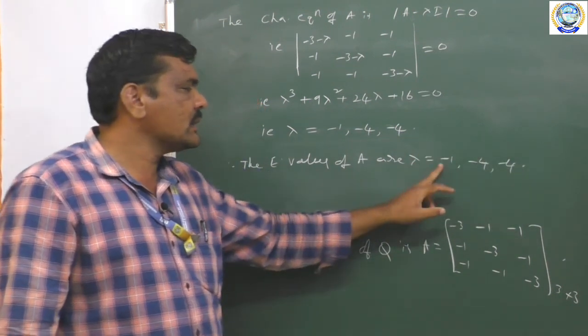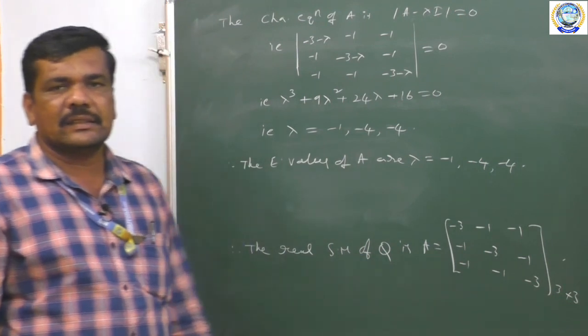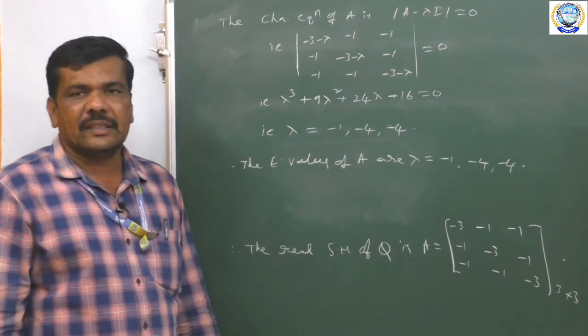These eigenvalues are all negative. Hence, the given quadratic form is negative definite.